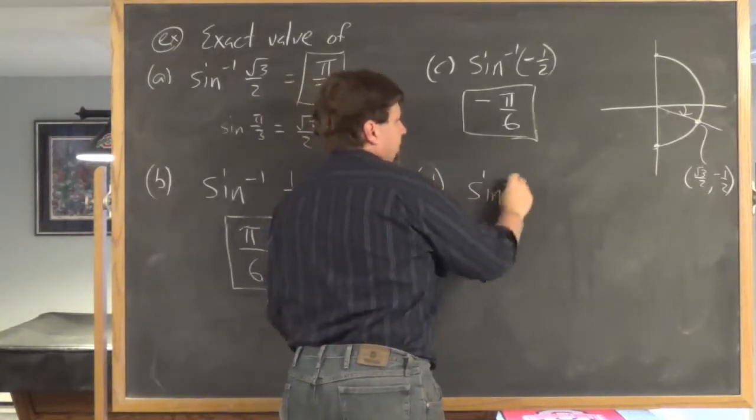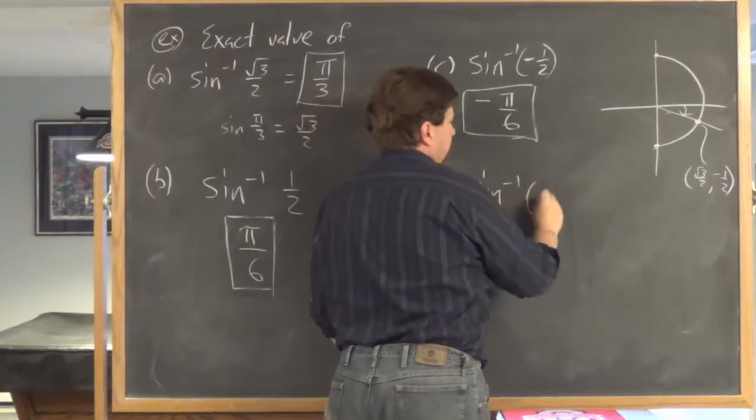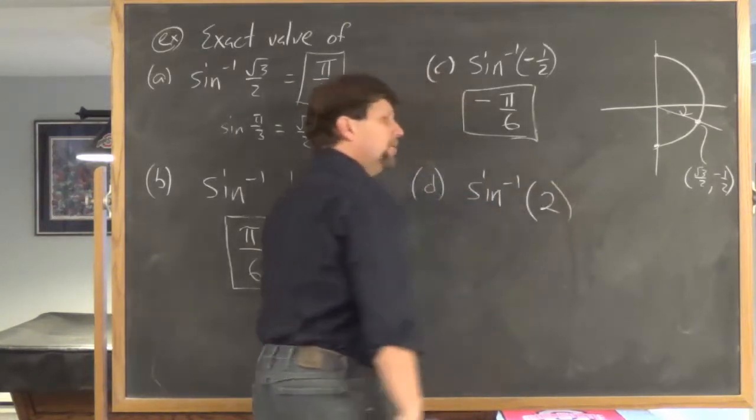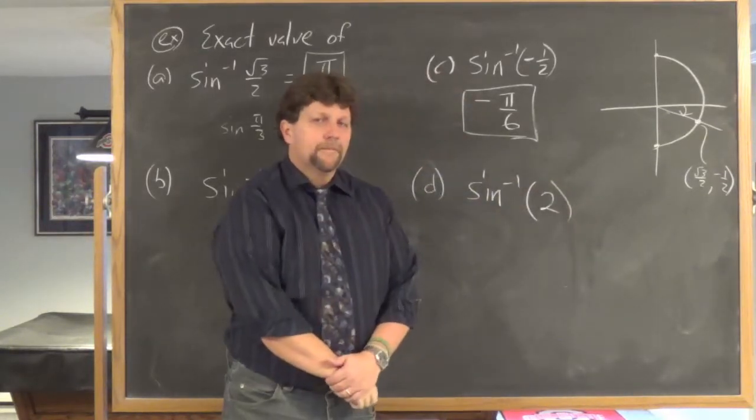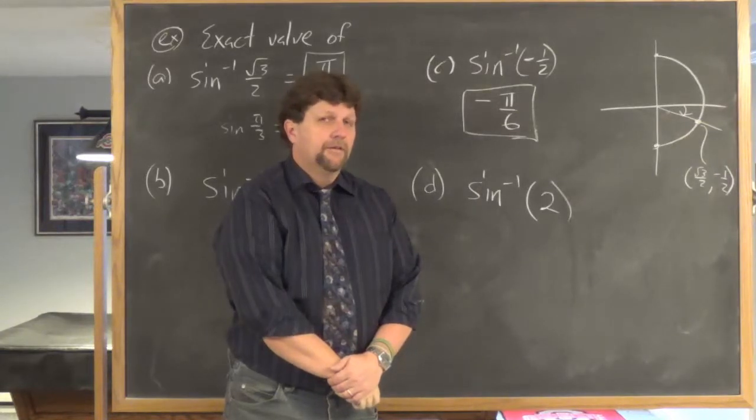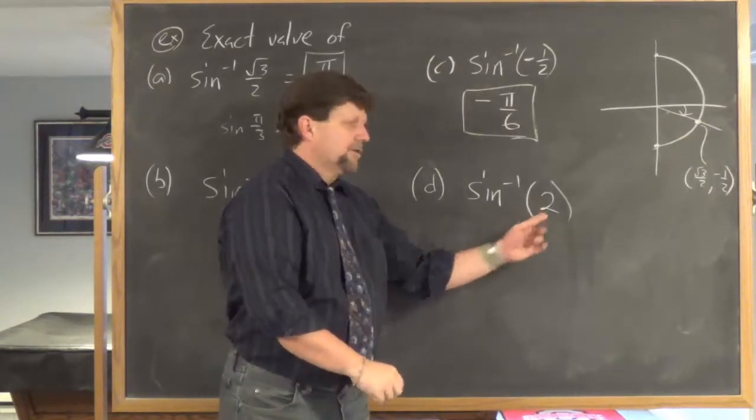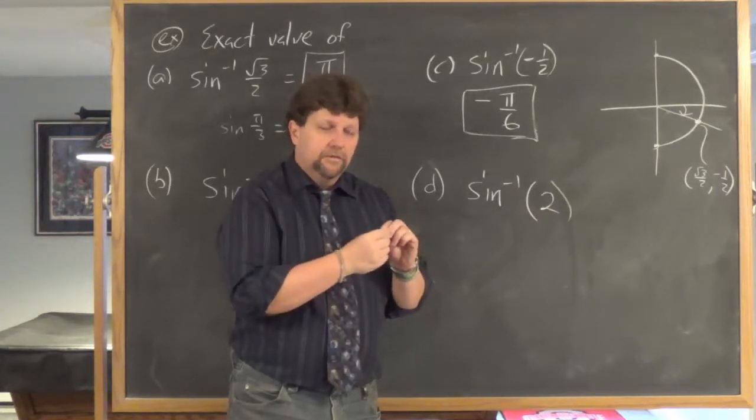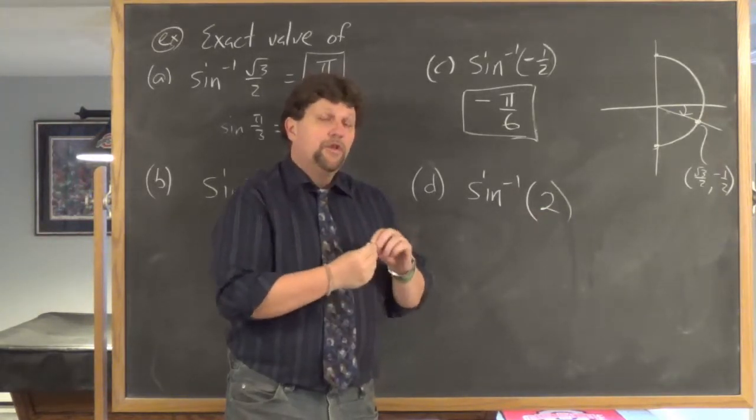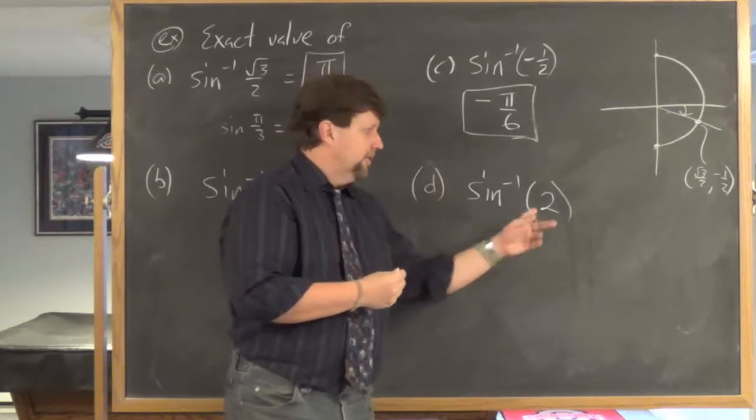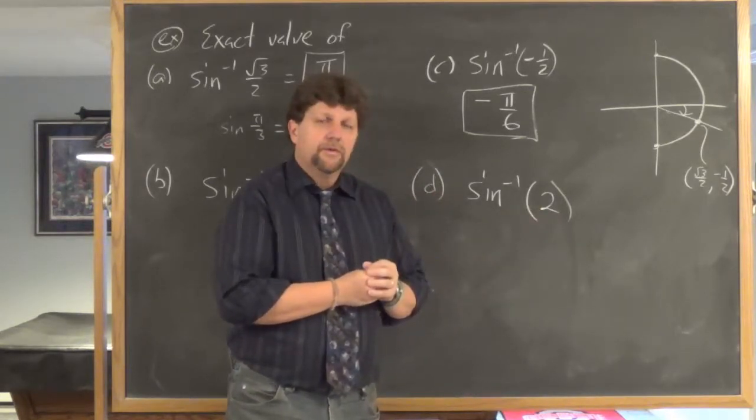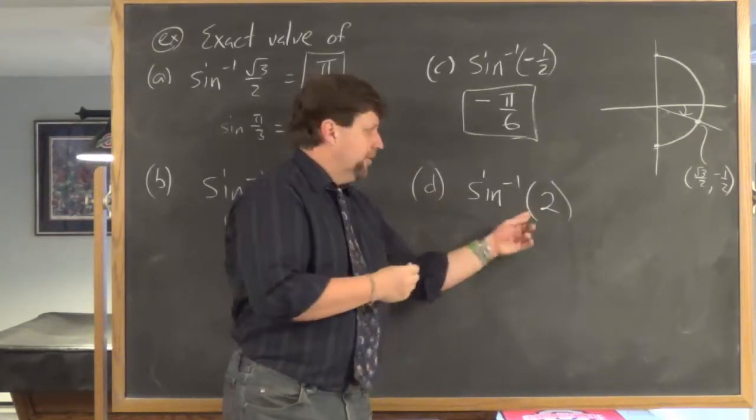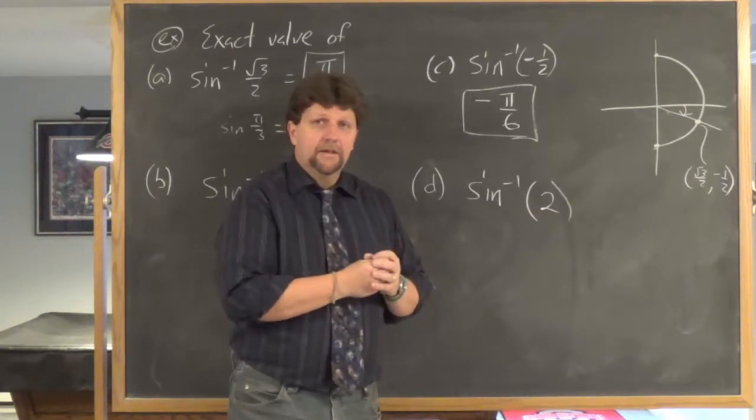Let's say you're asked for inverse sine of, say, 2. Can't do it. That number is larger than 1. There is no angle that exists that when you do the sine of that angle, you'll get 2. There's no angle that will make this valid.